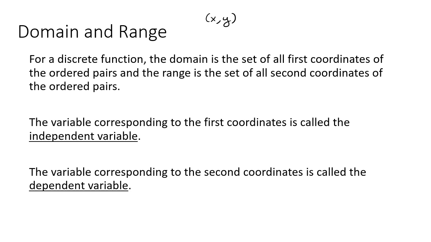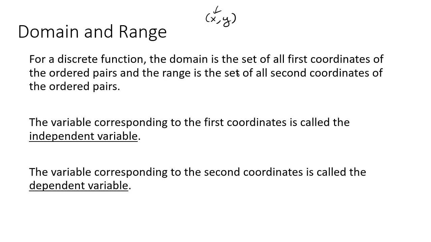So the domain of a discrete function is just a list of all of the first coordinates, or a list of all of the x values if you think of it in terms of x, y. The range, the set of outputs, is just a list of all second coordinates, or all y values if you think of it in terms of x and y. All right, so domain are the x's, range are the y's.